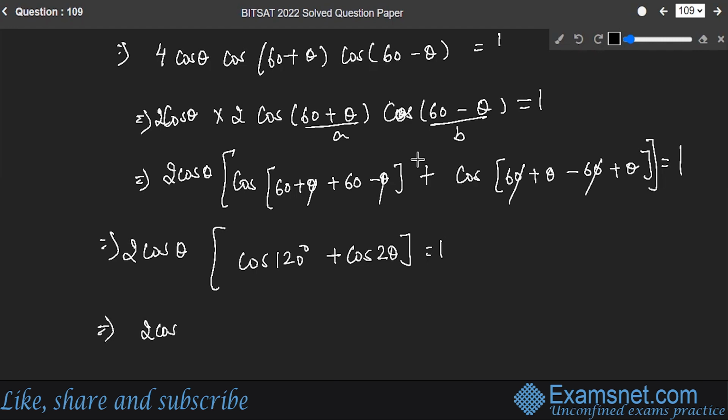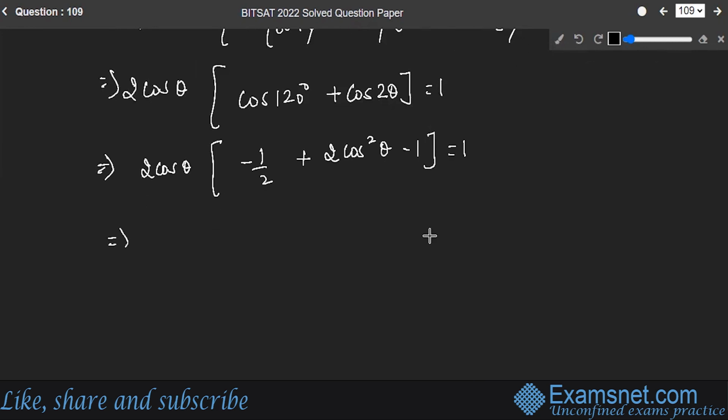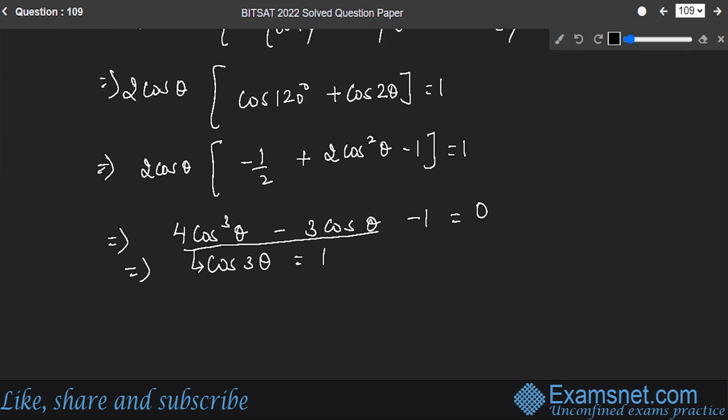You have 2 cos theta is equal to cos 120 is equal to minus 1 by 2, and cos 2 theta can be written as 2 cos square theta minus 1 is equal to 1. Here this will be 4 cos cube theta minus 3 cos theta, minus 3 cos theta minus 1 is equal to 0. Or see, cos 3 theta is equal to 1 from here. This is the formula for cos 3 theta. So cos 3 theta minus 1 is equal to 0, which gives you cos 3 theta is equal to 1.